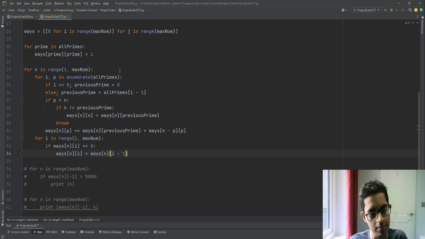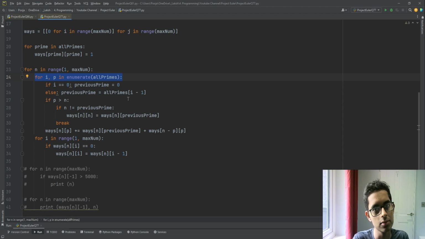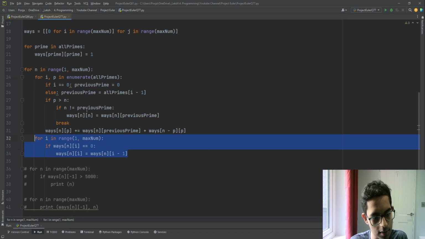So basically, since we iterate over all the primes, it's only when we get to a prime number that the number of ways changes, right? Because as we saw in the previous example, the number of ways in which we can get 10 using at most 6 is the same as using at most 5, since we cannot use 6. So that's basically what we need to implement.